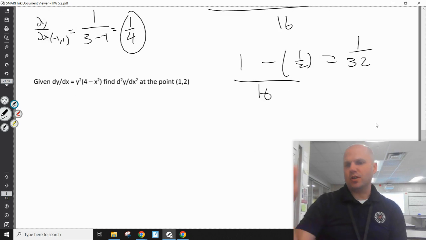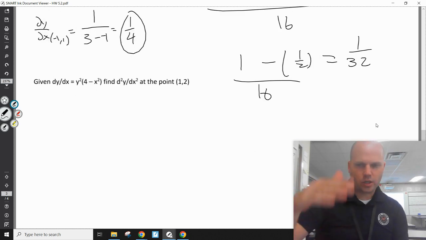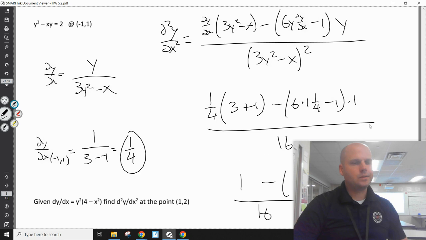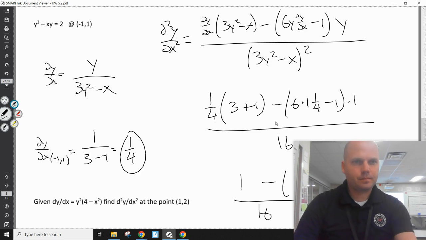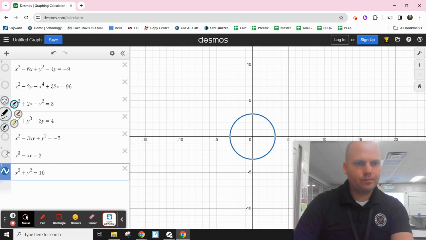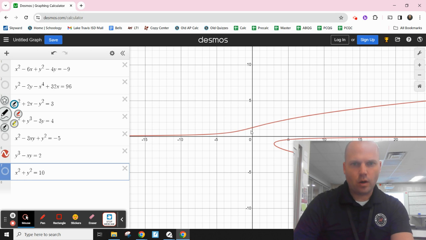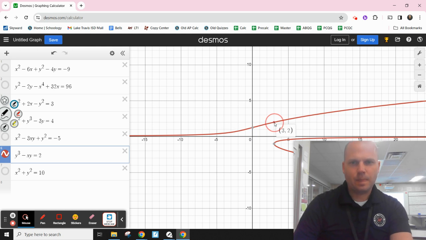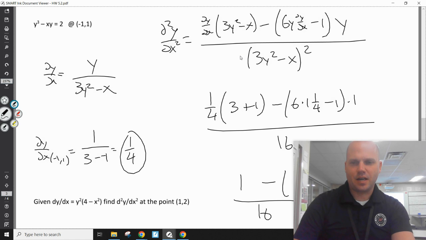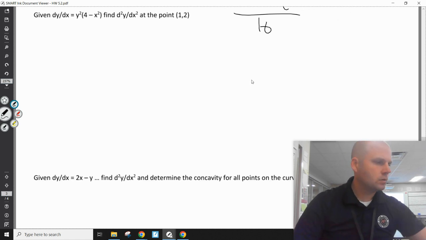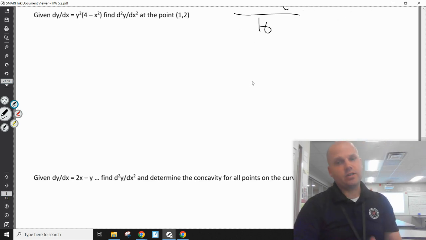Concave up. If this were a horizontal tangent, it'd be a min. We had that one earlier. At -1, 1, our graph is barely concave up. If we look to the right at like 3, 2, we'd see our graph is probably barely concave down. The rate of change is barely positive. So that means we're very close to not having any concavity.